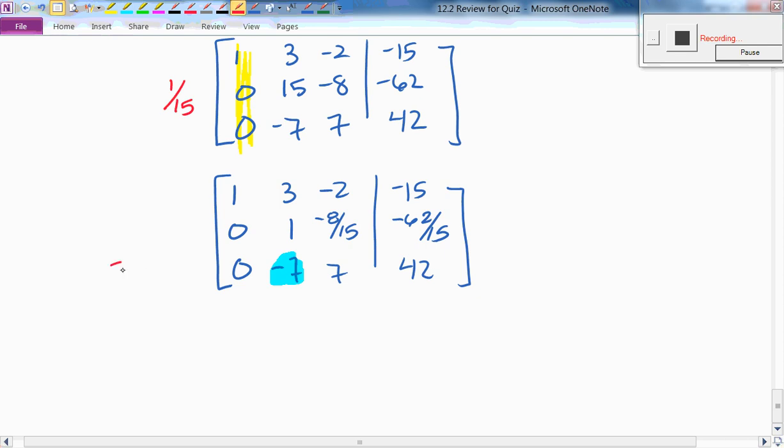Yeah, we're going to go 7 times row 2 and add it to row 3. That's what we're going to do. You guys with me on this so far? Okay, good. Am I doing anything to the first or the second row? No, just write it over. No big deal. No worries.